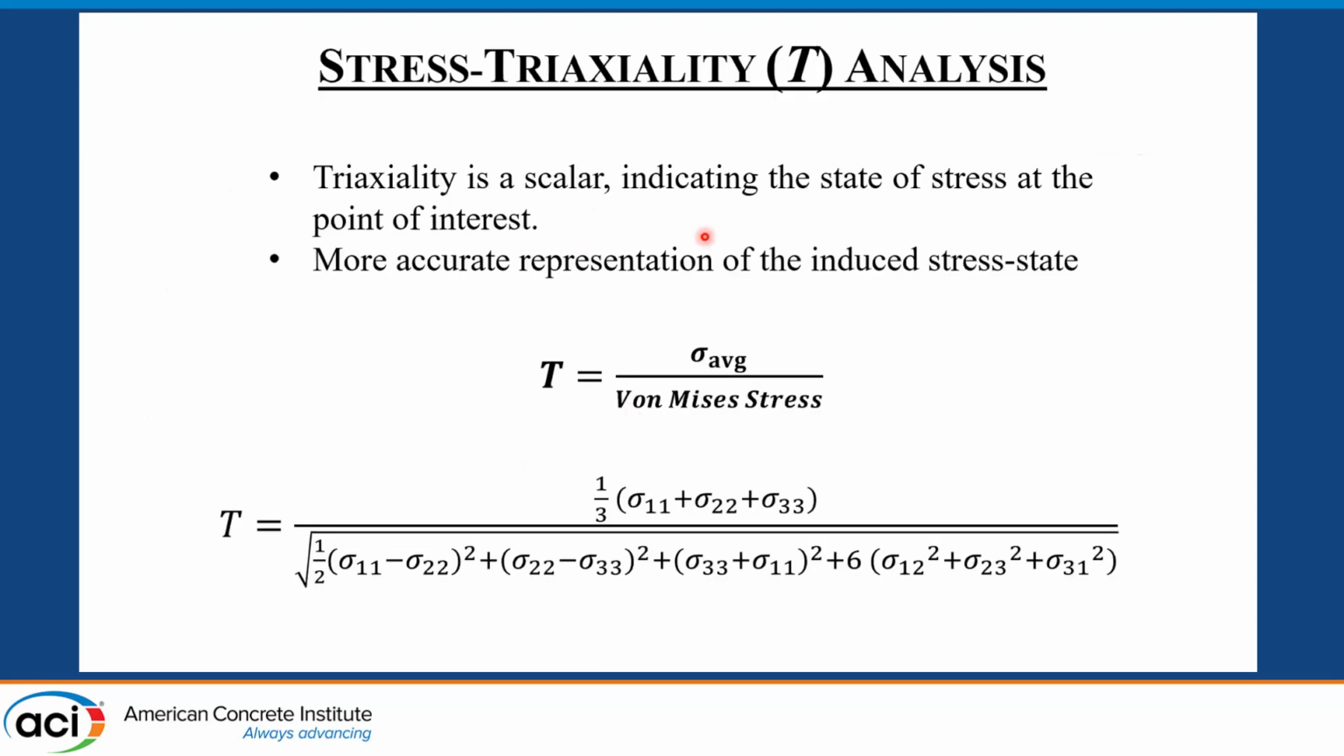So to analyze several test methods that I've mentioned before and the torsion that we are suggesting to use, we use stress triaxiality as a concept for analyzing those geometries. Stress triaxiality is nothing but a scalar, which gives us a pretty accurate idea of what is the stress state generated at a point of interest in a specimen or in a structure. It's nothing but average stress over von Mises stress.